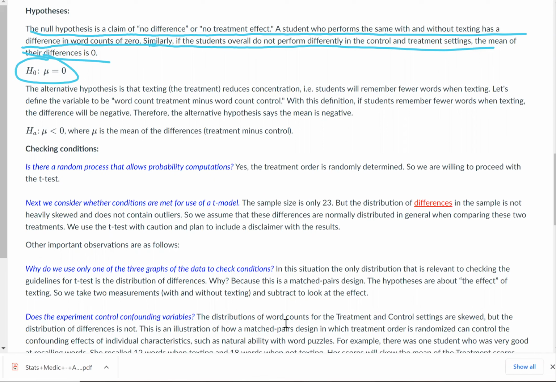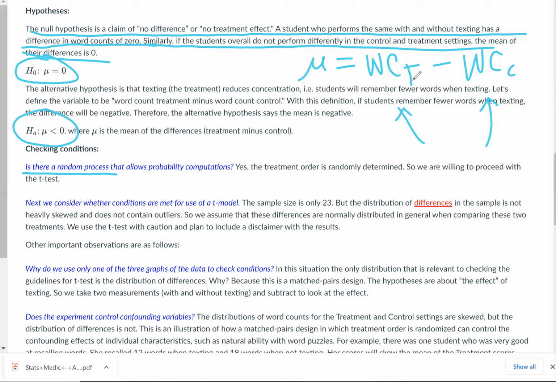But for the alternative hypothesis, we're assuming that the treatment group is not going to do as well as the control group. Because mu is the difference between the two, mu was the word count for the treatment group minus the word count for the control group. I'm thinking the treatment group is going to do worse. Their number of words is less than the number of words for control. So I'm subtracting a bigger number from a smaller number. I'm going to get a negative. That's why our alternative hypothesis is that mu, the differences, are going to be less than 0. In other words, negative. So we'll check the conditions.